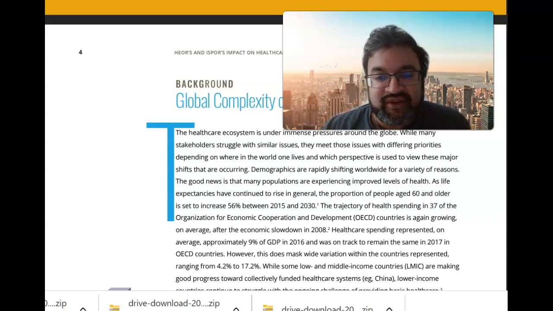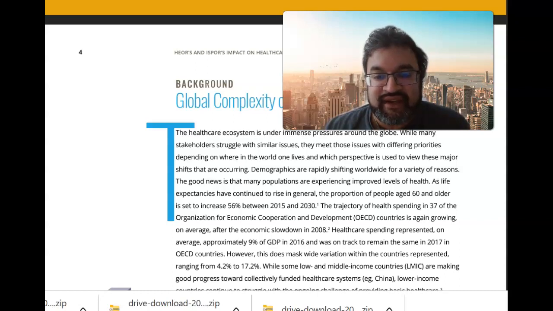So there are shifts going on, sociological shifts, demographics are rapidly shifting worldwide for a variety of reasons. The good news is that many populations are experiencing improved levels of health. As life expectancies have risen, the proportion of people aged 60 and older is set to increase 56% between 2015 and 2030.